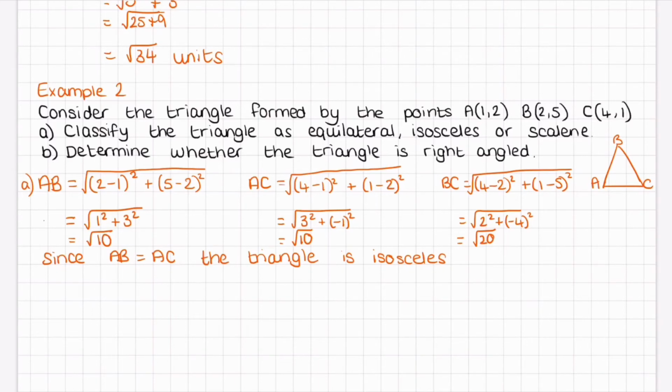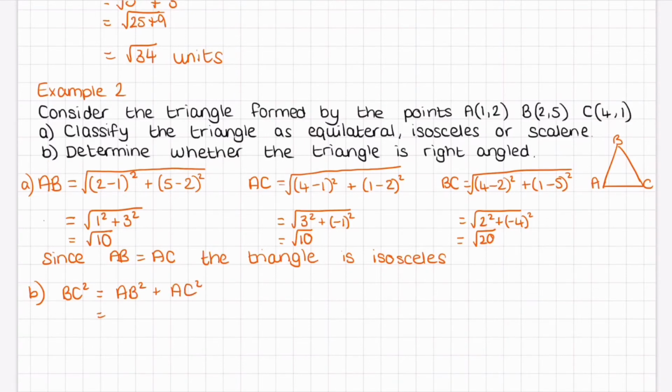All right, part B. Determine whether the triangle is right-angled. To do this, we just use Pythag. We know the longest side is going to be the square root of 20, and the two other sides will be the square root of 10. So we need to work out, is AB squared plus AC squared equal to BC squared? This is what we're trying to work out. Does this work or not?